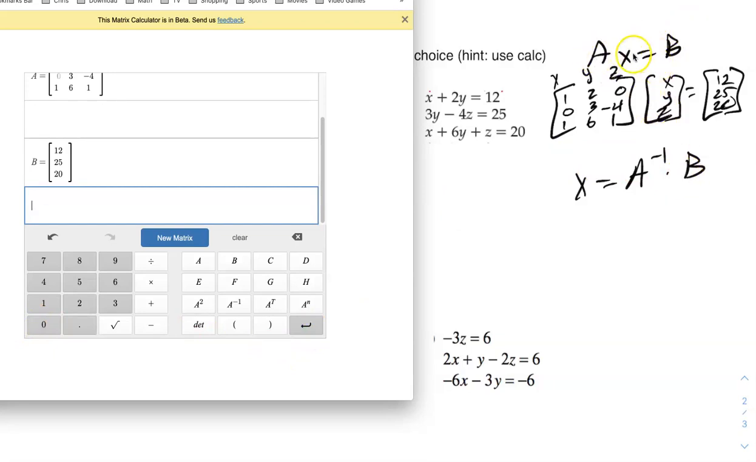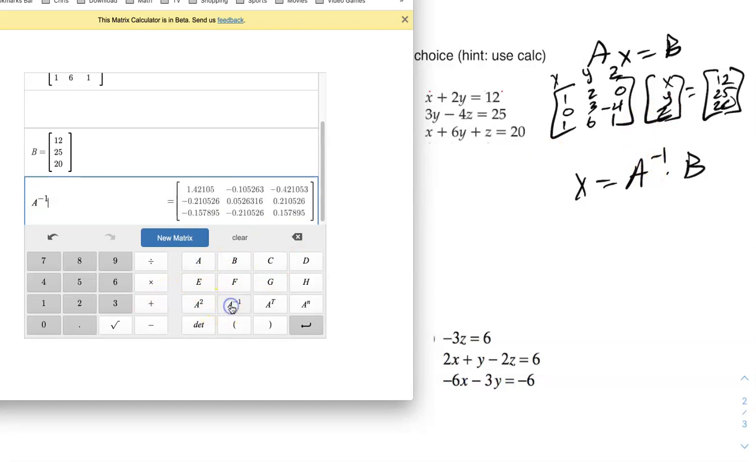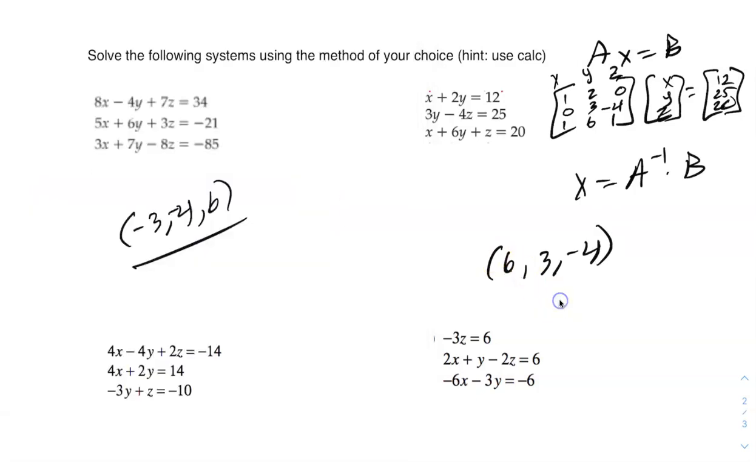So what I start off with, how do you solve for x? You take the inverse of both sides. Now again, it has to be the inverse on the left side. So it'd be A inverse, look at that, inverse, times matrix B. And there we go. Our answer is 6, 3, negative 4. So that's how we do this with a calculator. Or with decimals, which is an online calculator.